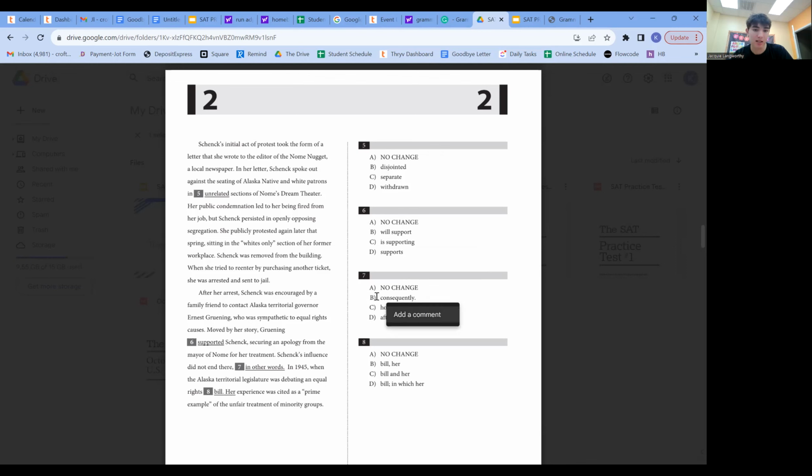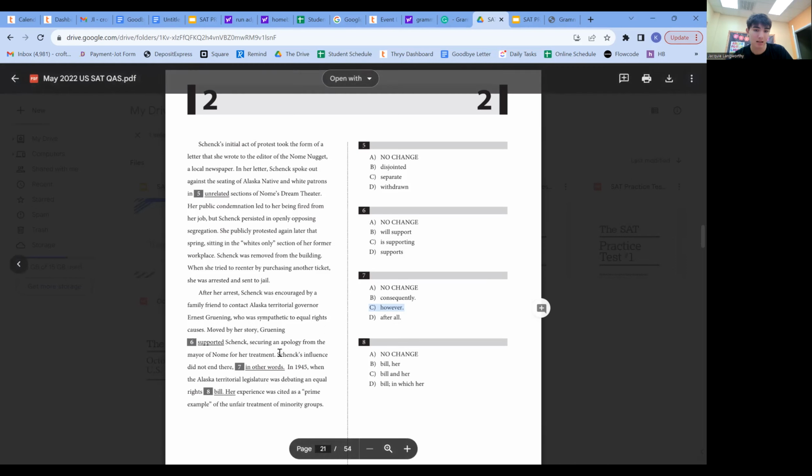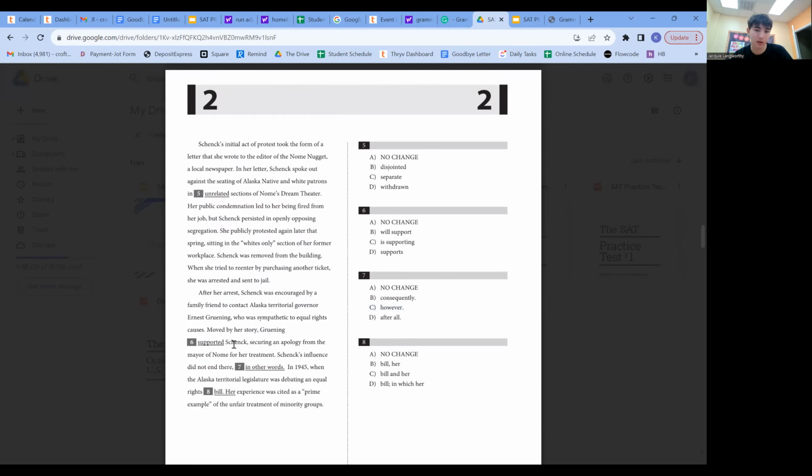7. Schneck's influence did not end there. The answer is going to be however, because you can rearrange the sentence to be however Schneck's influence did not end there, which elaborates on the last sentence, which is saying that she got an apology, and then most people would assume that it would end there.